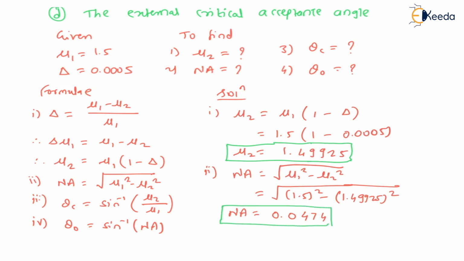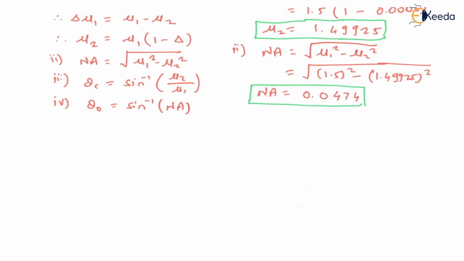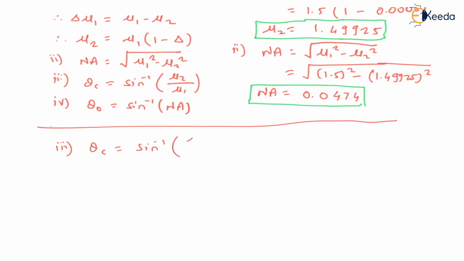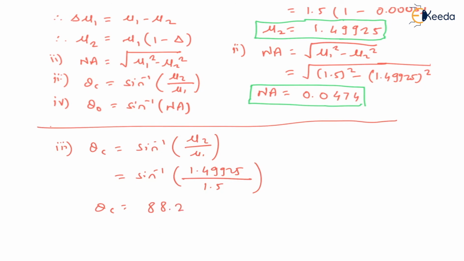So now we'll go for the next one, that is theta c, the critical angle. This is the third one. The formula is again the same, sine inverse of mu2 divided by mu1. So we simply substitute the values over here. The value of mu2 is 1.49925 divided by mu1, which is 1.5. And by calculations we'll get this theta c, that is the critical angle, as 88.2 degrees.